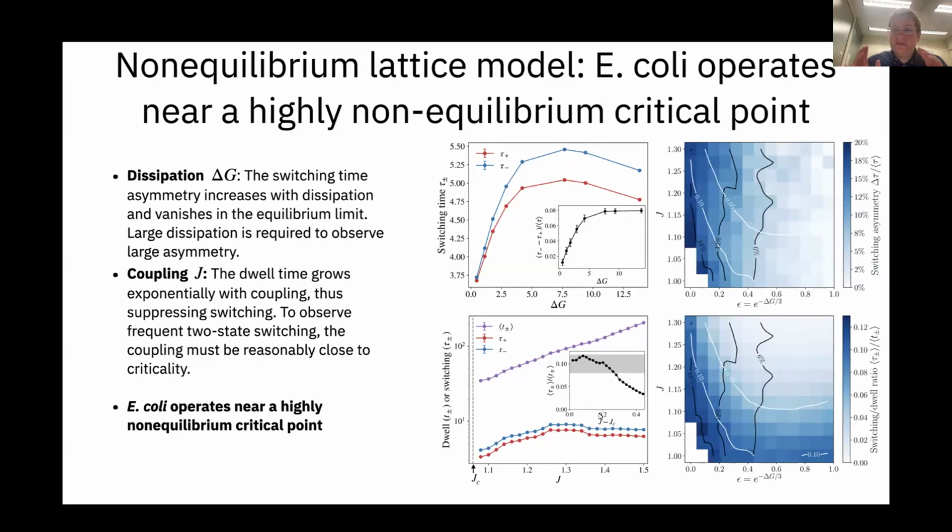So I'm not going to claim that the system's fine-tuned towards criticality, but the coupling has to be close enough to the critical point of the lattice, roughly within 20%, so that we observe these switching events on a reasonable timescale. So this leads us to the conclusion that E. coli is operating near, or at least reasonably close to, a highly non-equilibrium critical point.